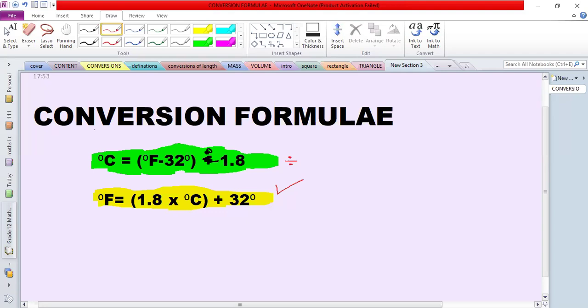I want you to calculate or convert. I don't know how we call it. Maybe I'll just say convert. Convert 120 degrees Celsius to degrees Fahrenheit.